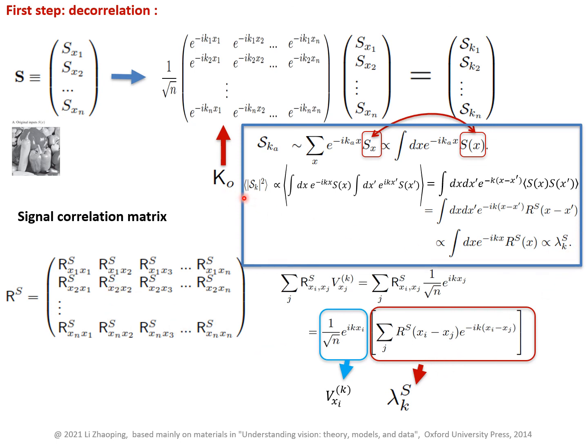So the average signal power for the kth Fourier wave is actually the kth eigenvalue of this matrix. So we see that if you decorrelate the original signal into Fourier components, the average power of this Fourier wave really is the eigenvalue of this correlation matrix. And for different waves, you can have different eigenvalues. So this will become a power spectrum.